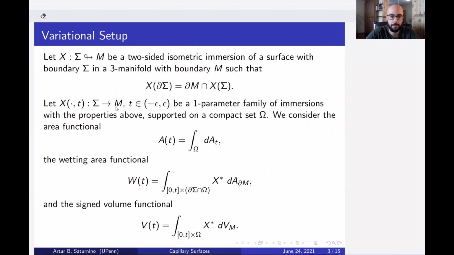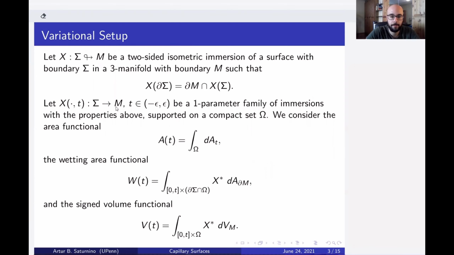And the first variation of energy, the first derivative of energy, is given by minus the integral along sigma of the product between the mean curvature vector of sigma and the variational vector field, plus, as we always have, if you're familiar with CMC surfaces or minimal surfaces, you know this formula.